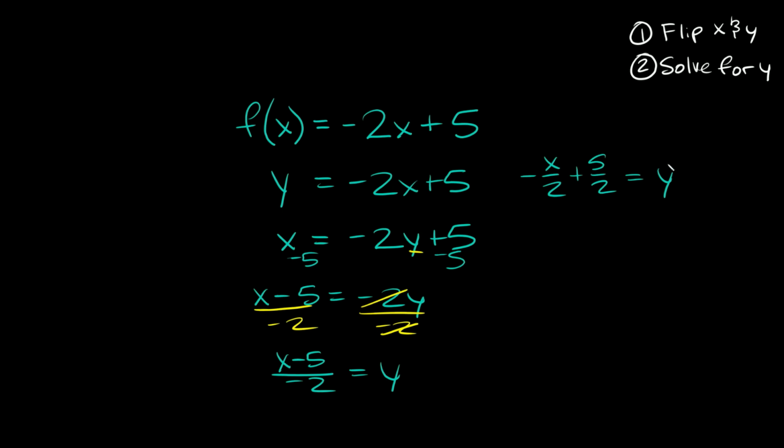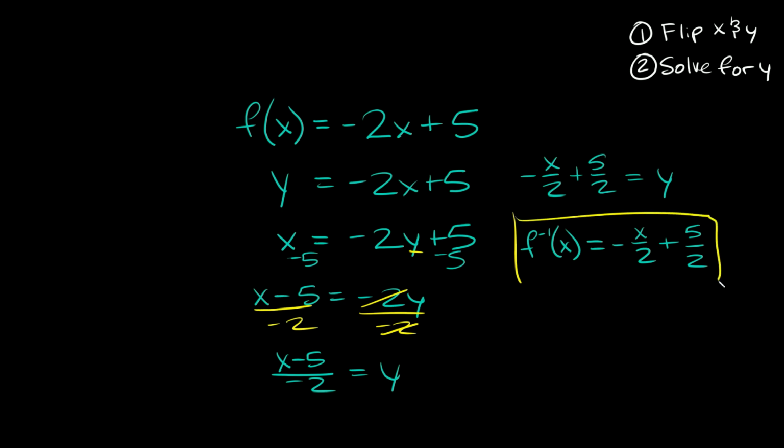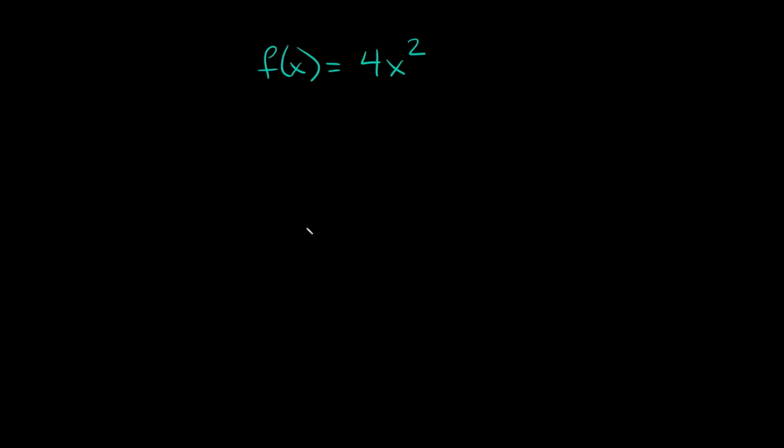Okay, so this is our inverse function. For your final inverse function, you can write it as f inverse of x is equal to negative x over 2 plus 5 halves. So there's your final answer right there. All right, let's try this one.